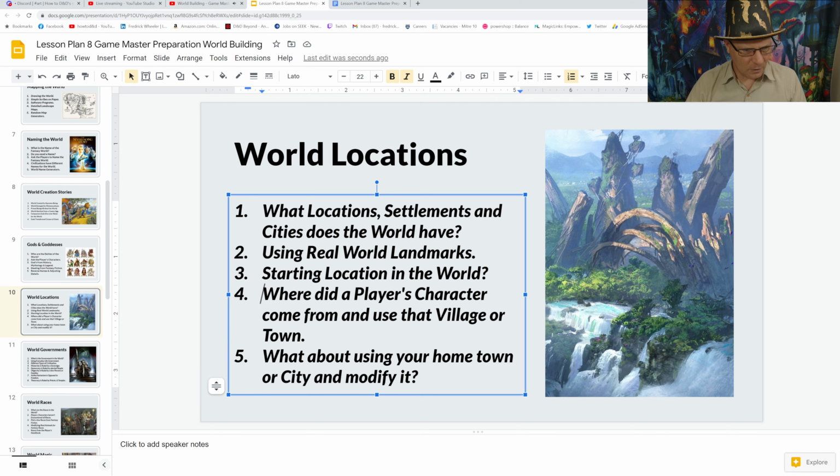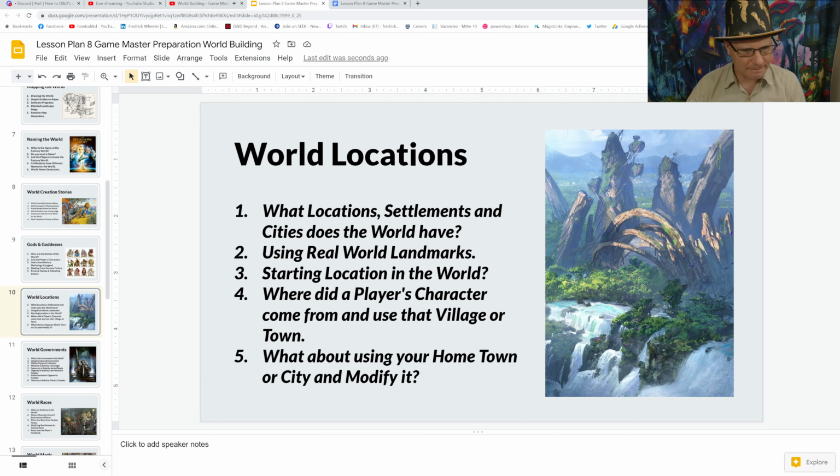What about using your hometown or city? I know that sounds a little odd, and then you modify it to fit into your world. I've said before, you probably know more about your own hometown, village, or city than anywhere else. So it's an easy thing for you to port over to your world with a few modifications and adjustments to fit.